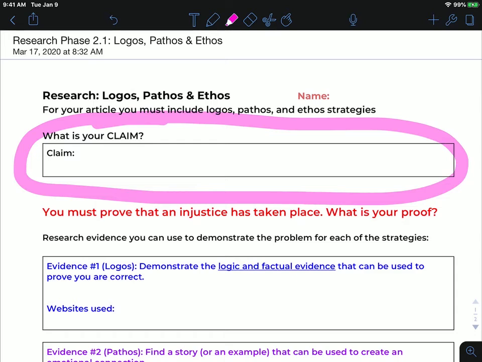I'm also going to post schedule signups today for e-conferences. So take a look at that when that pops up.